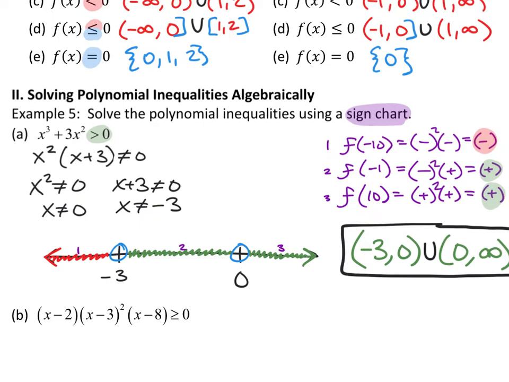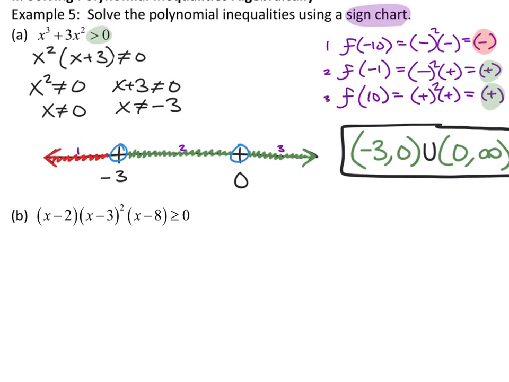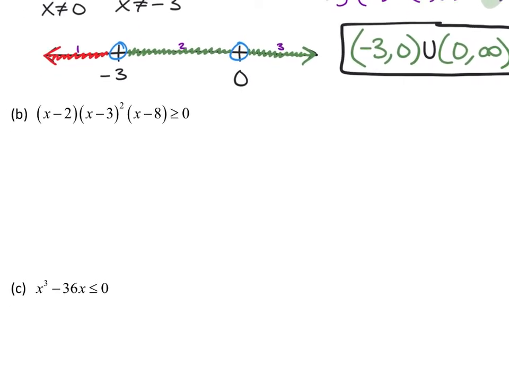Great, let's do number B together. Oh, look, it's already factored for us. Isn't that nice? Since it's already factored for us, we can go immediately to what the solutions should be. Now, question, do I write equal to 0 or not equal to 0 for this one? Equal, because we have the little line underneath the symbol right here. That means we can be exactly equal to 0. The blue parts count.